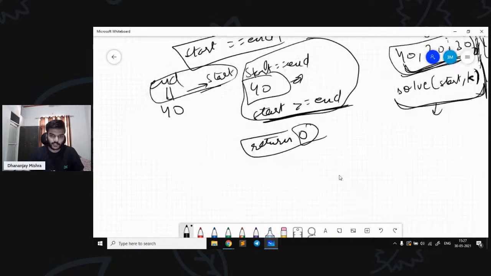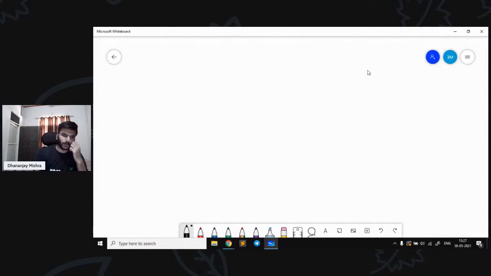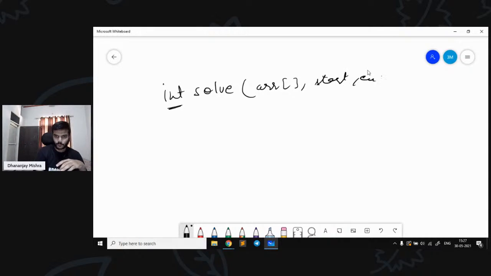Now I hope the working of this recursion function is clear to you. Now we will look at the code, how this recursion function will look. As discussed, we have a return type of integer. Let us name the recursion function solve. We will pass the array and the range. When we call the solve function from the main function, in the first call the start will point to the first index and end will point to the last index, that is n minus 1.